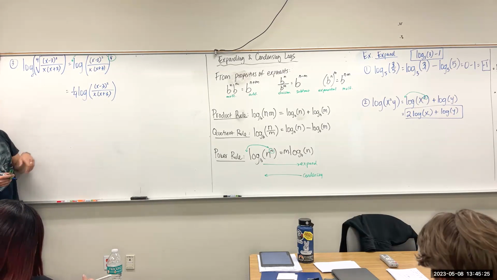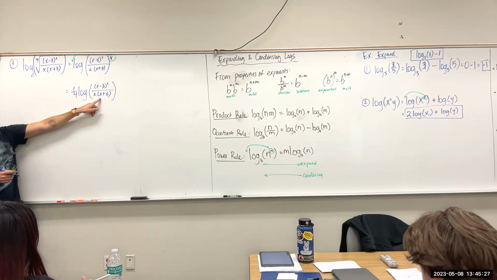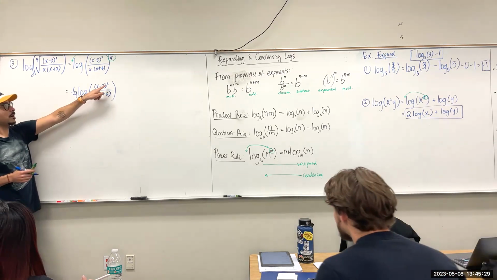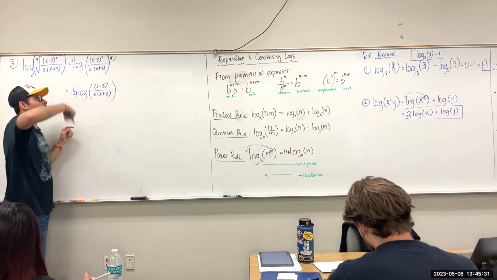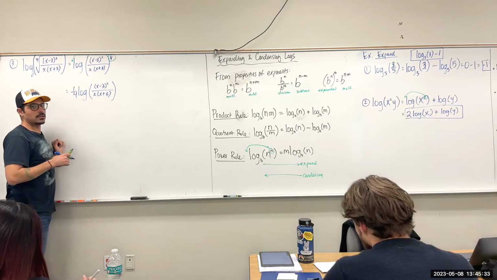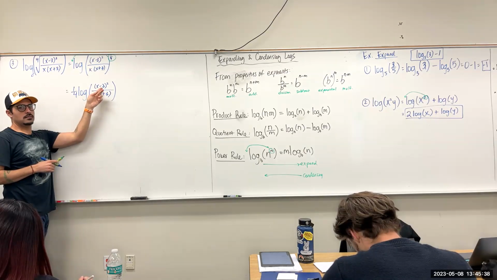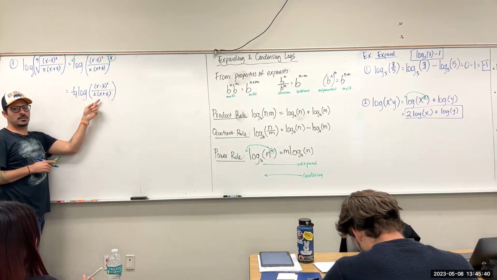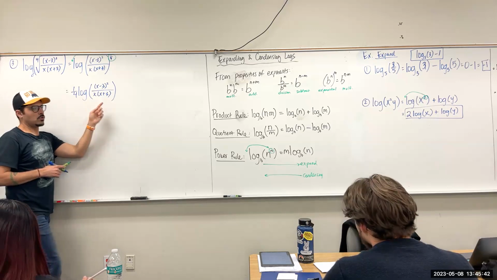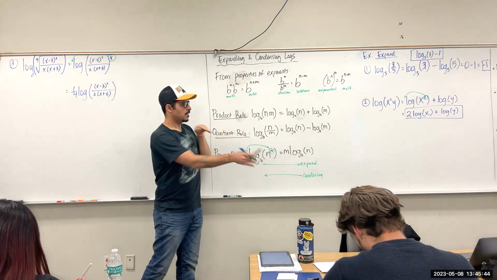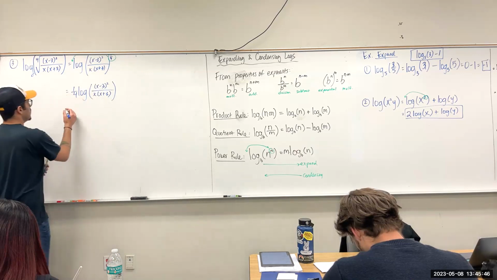We still got a lot in there, right? We still have the power of two, but is that two raising all of that? No, it's just the top, right? And this is a product, but is this multiplying with that? No. So what do you think would be the next one? Quotient. Let's separate these into their individual logs.